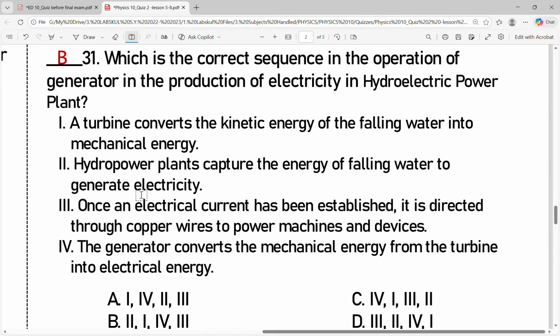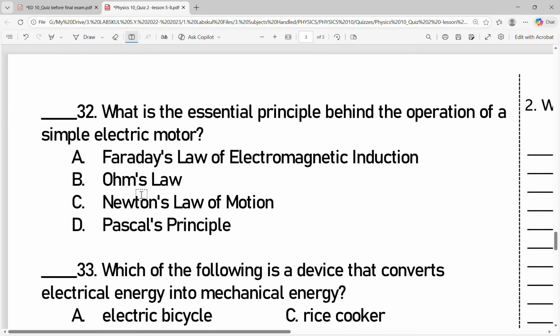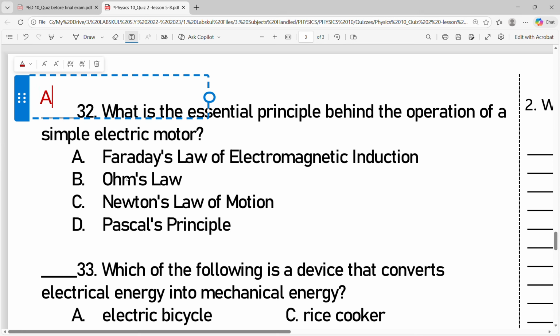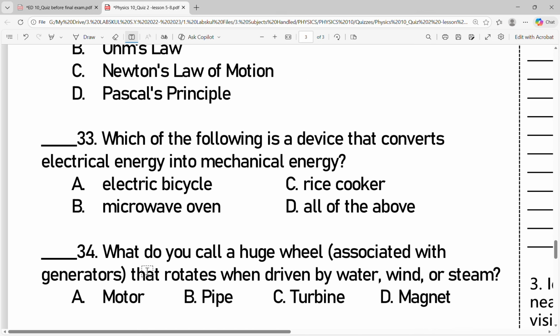If you watched thoroughly the video lesson that I shared to you last time about electric motors and generators, na-explain ni siya. Okay? So dapat balaan nyo ni. Next, number 32. What is the essential principle behind operation of the simple electric motor? So that is, of course, Faraday's law of electromagnetic induction. Number 33. Which of the following is a device that converts electrical energy into mechanical energy?